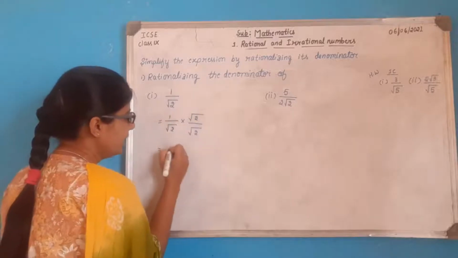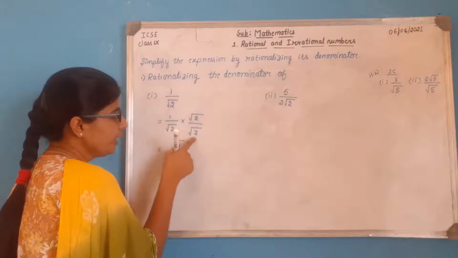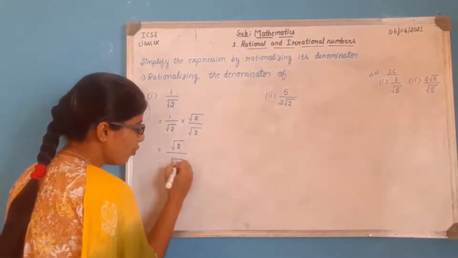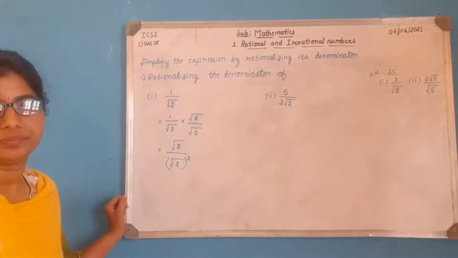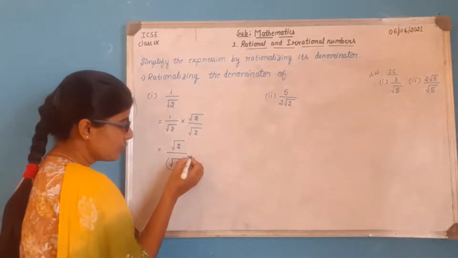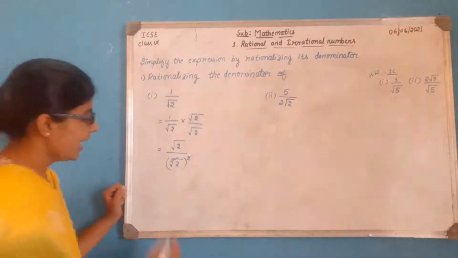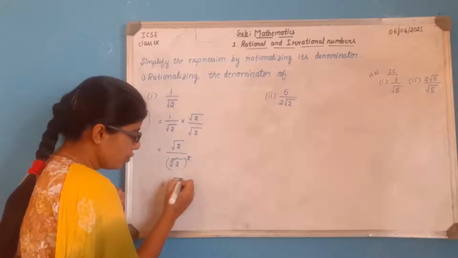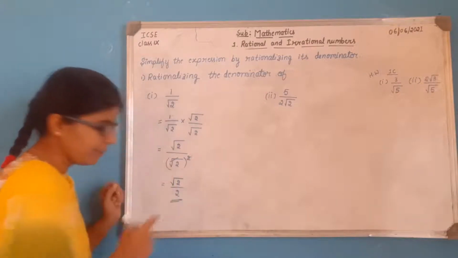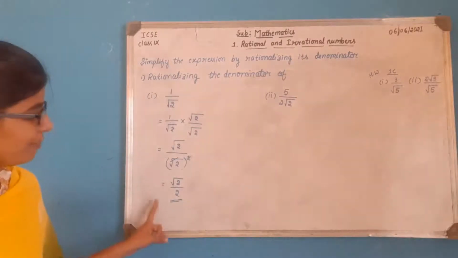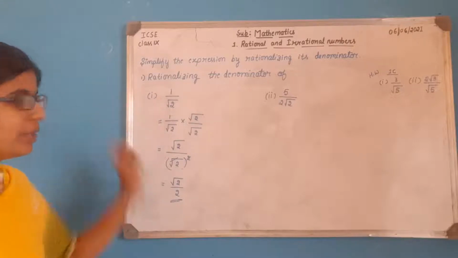That means 1 into root 2 is root 2, divided by root 2 into root 2, which is root 2 whole square. Now the 2 and the square root will cancel with each other. Then it becomes root 2 divided by 2. Clear? Root 2 divided by 2. This is the simplified value for rationalizing the denominator of 1 by root 2.